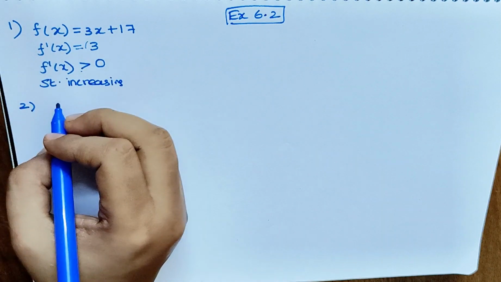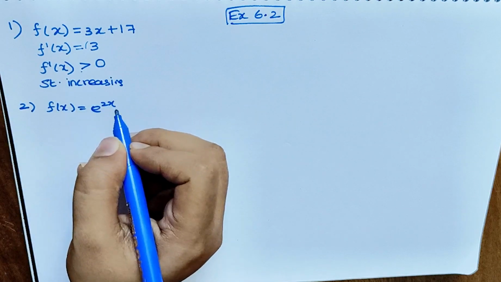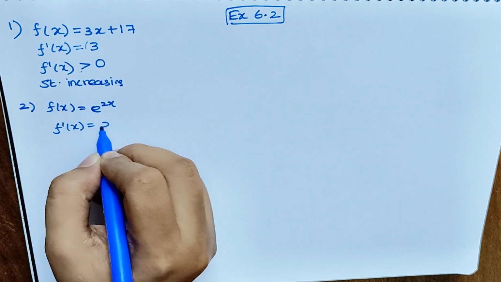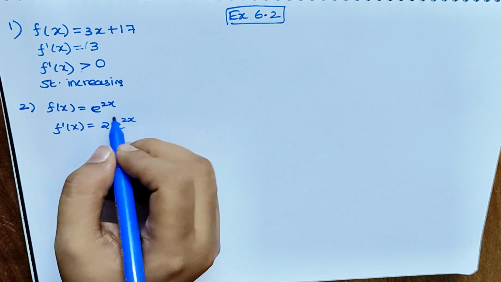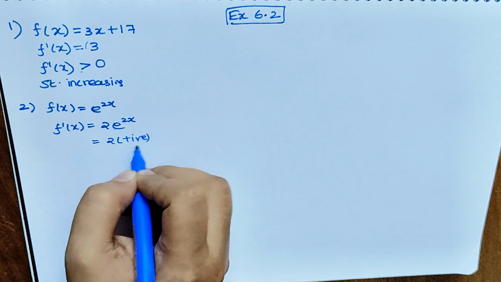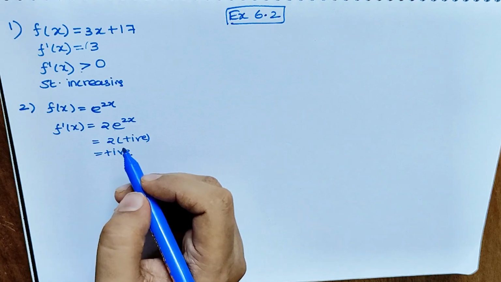Question number 2. Show that the function f of x equal to e power 2x is strictly increasing on real numbers. It is similar to the first question. So you'll find the derivative. It will be 2 e power 2x. Whatever the x value, this e power 2x remains positive, and 2 is also positive. Positive into positive will give a positive value. There will be no chance of getting 0.